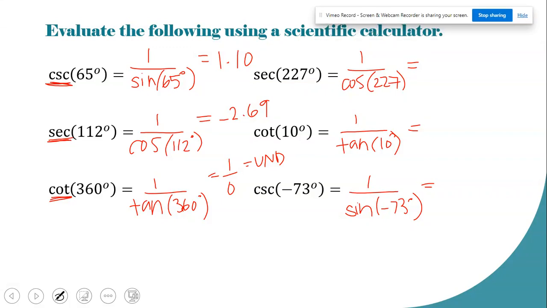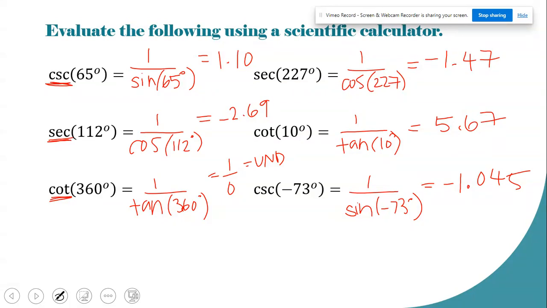Secant of 227 was 1 over cosine 227. That's negative 1.47, rounded. This one was about 5.67 rounded, I believe, and this was negative 1.045 or so. So make sure you can punch that into your calculator.